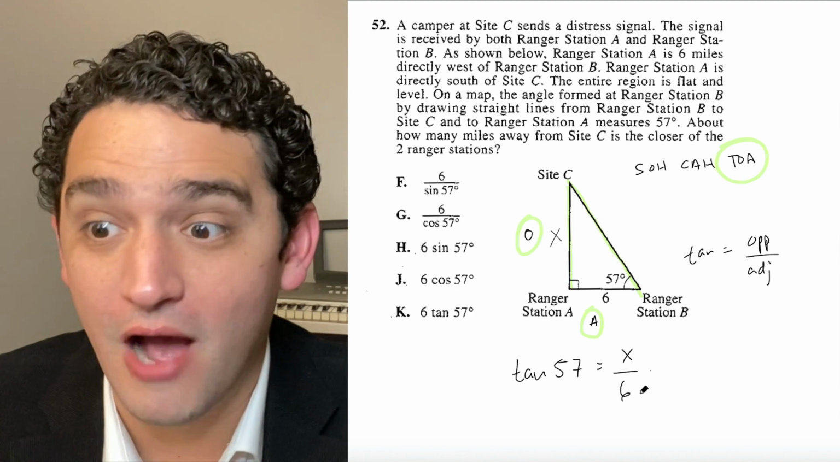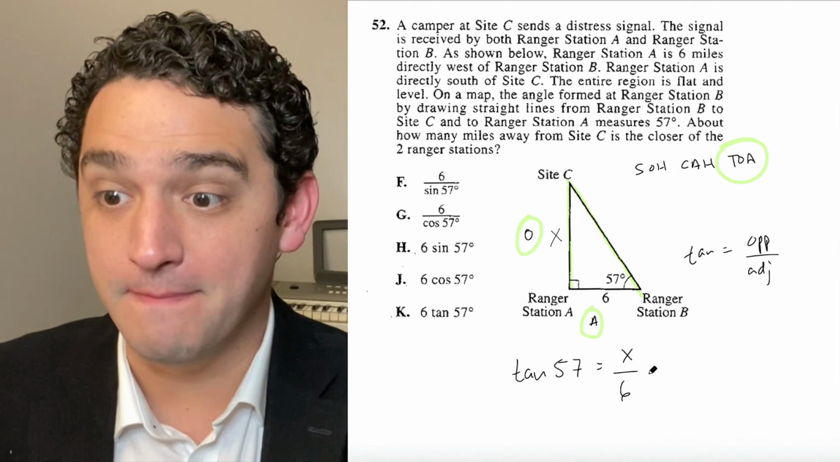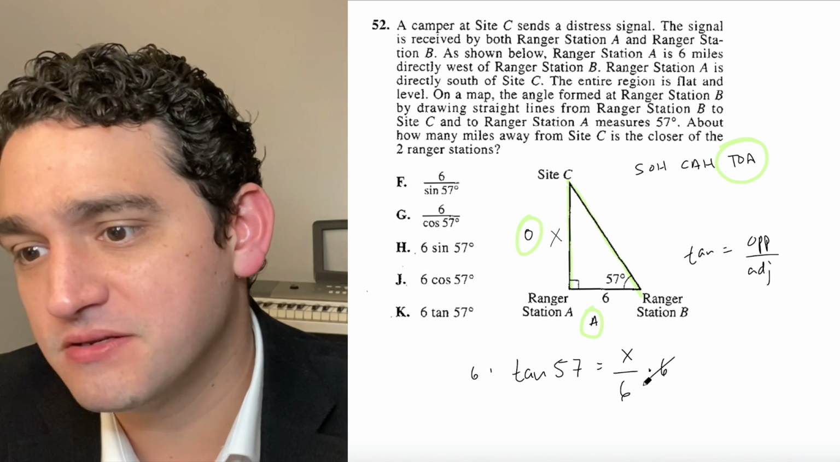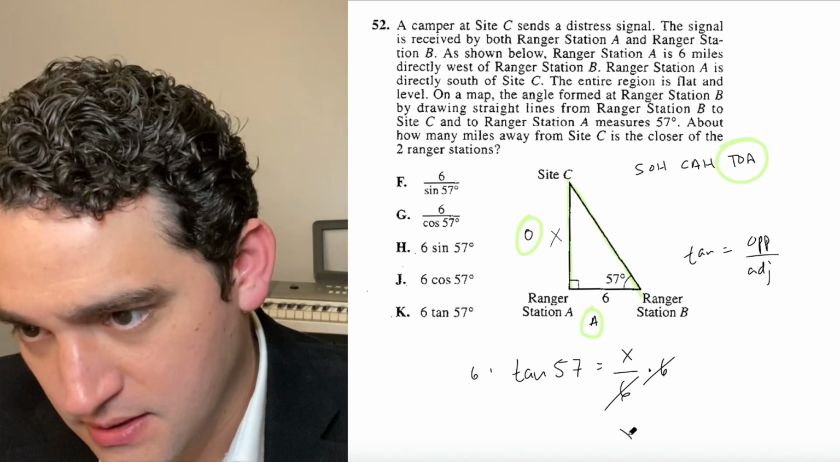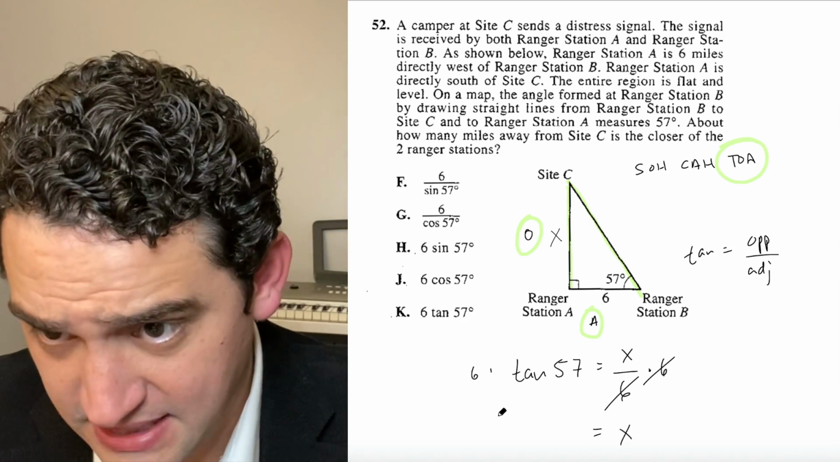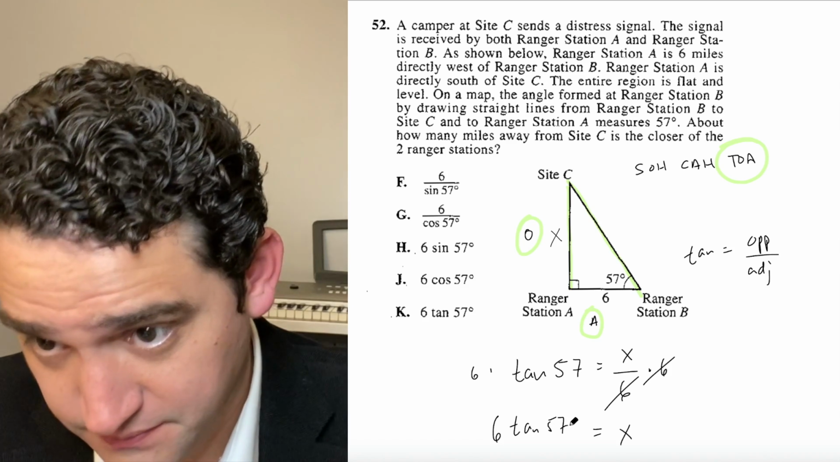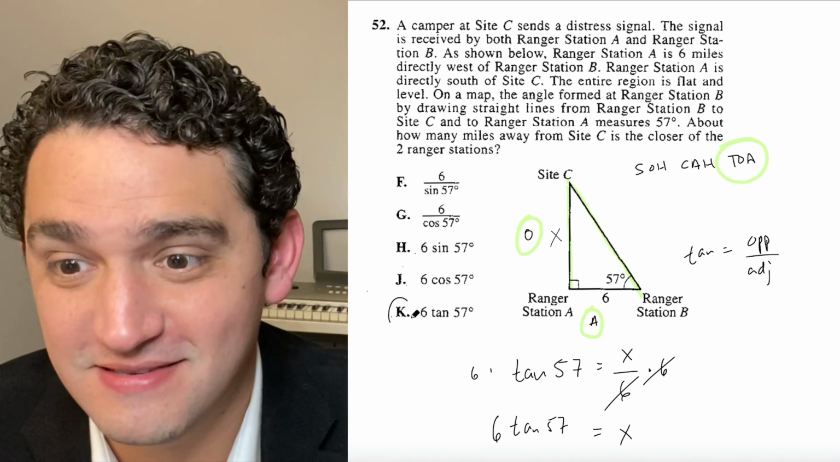What we have to do now is isolate x by multiplying both sides by 6. This cancels out, the 6 is over here, and we're left with x equaling 6 times the tangent of 57. That's exactly what K says.